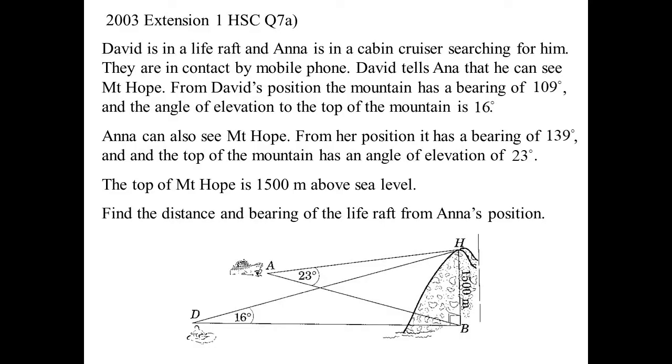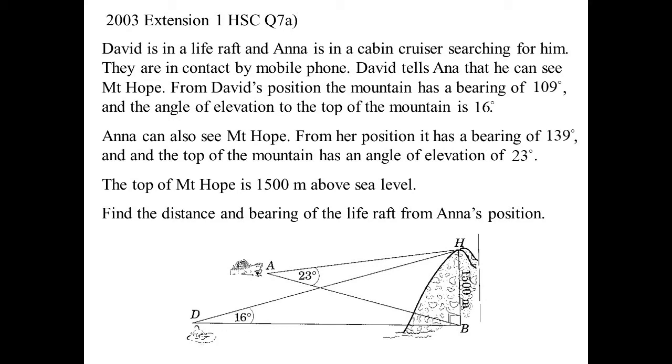So this one goes back to 2003. And we've got a typical sort of question. David's over here on a life raft, and Anna's in the cabin cruiser, and she's looking for David. But fortunately, they're in contact via a mobile phone. Now, David tells Anna, who's changed the way she spells her name, that he can see Mount Hope. And David's position from the mountain has a bearing of 109 degrees.